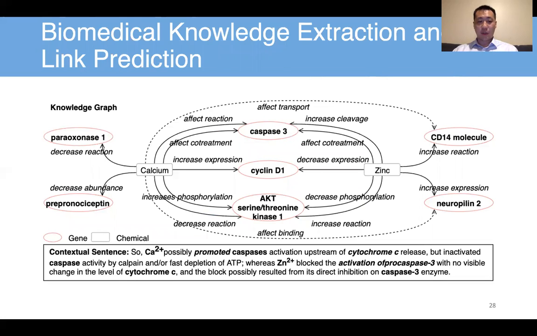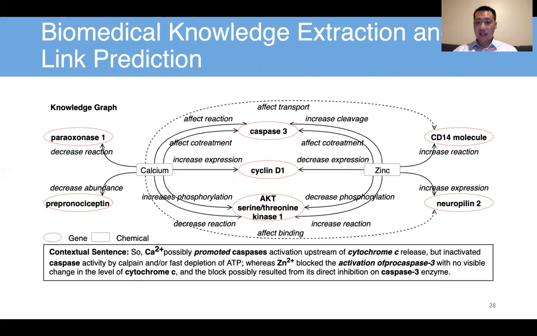So this is an example of how the sentence was generated from a knowledge graph. The dashed lines are the predicted links based on knowledge. It's not too hard to predict that link, right? Because these two nodes have been connected through some path. So they predict this link, and based on that link, they can generate this contextual sentence.